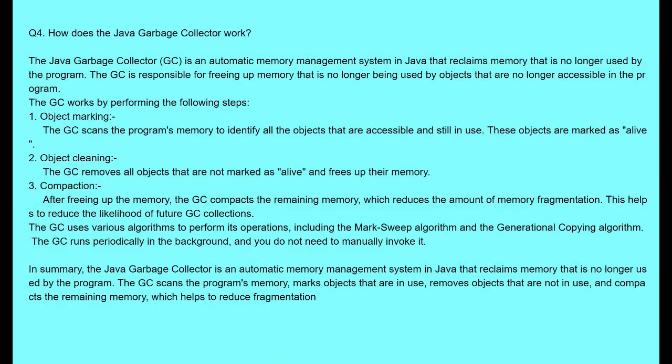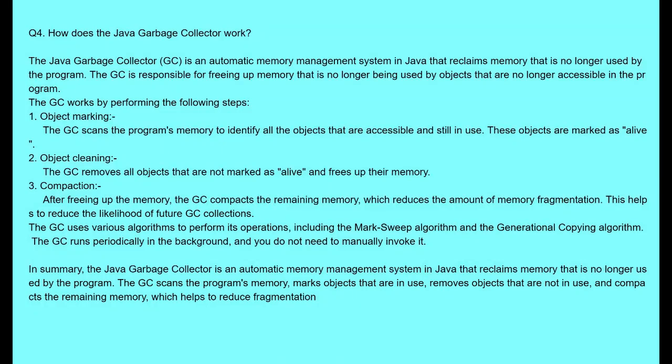Step 3. Compaction. After freeing up the memory, the GC compacts the remaining memory, which reduces the amount of memory fragmentation. This helps to reduce the likelihood of future GC collections. The GC uses various algorithms to perform its operations, including the mark sweep algorithm and the generational copying algorithm. The GC runs periodically in the background, and you do not need to manually invoke it.